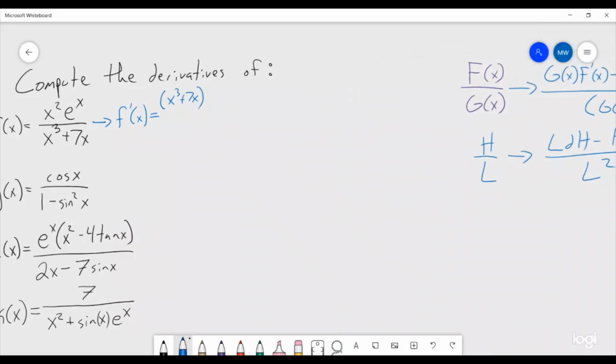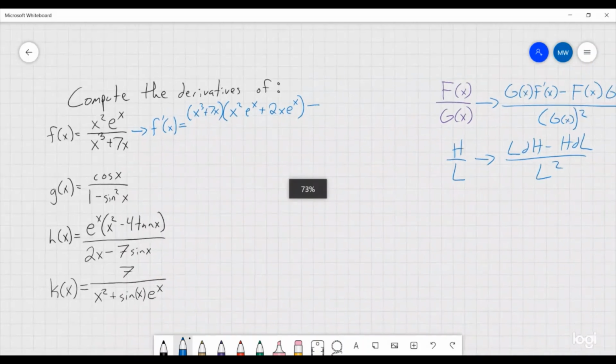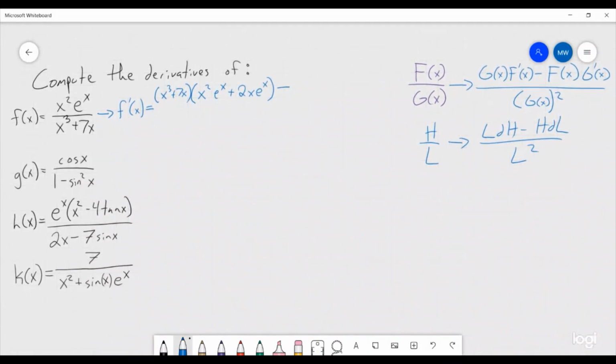Okay, so we're going to need the product rule. So we got first times the derivative of the second, so that's an x squared e to the x, plus the derivative of the first, 2x times the second e to the x. So that is our low d high. Now we have minus high d low. So we're going to have to subtract the top times the derivative of the bottom. So that's going to be minus x squared e to the x times the derivative of the bottom. That is a 3x squared plus 7.